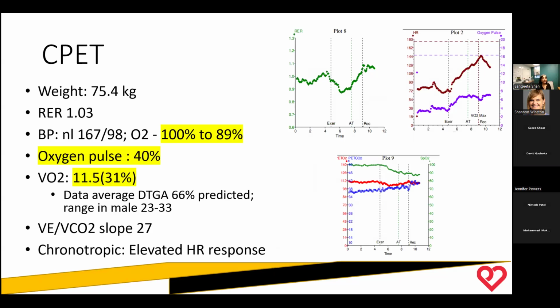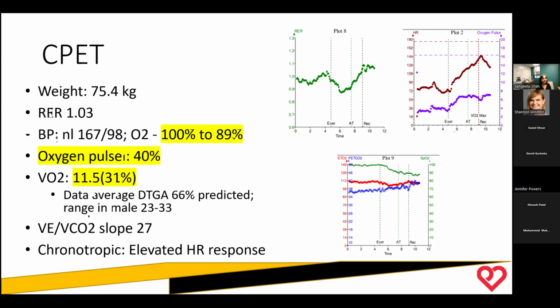When you look at the CPET, weight is 75, RER kind of dips and comes back up, but it's 1.03, so decent. Saturations do decrease to 89%. Oxygen pulse, you can see heart rate's going up. Oxygen pulse is less at 40%, so it's really low. Stroke volume is not increasing as this individual is exercising, and he's dependent on his heart rate for increase. Peak VO2 is about 12.